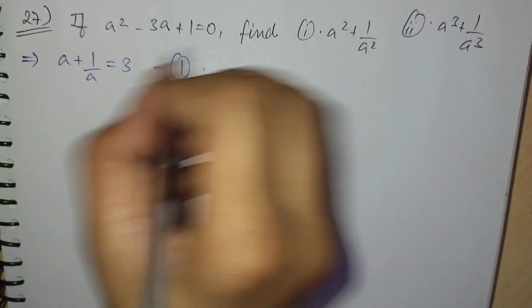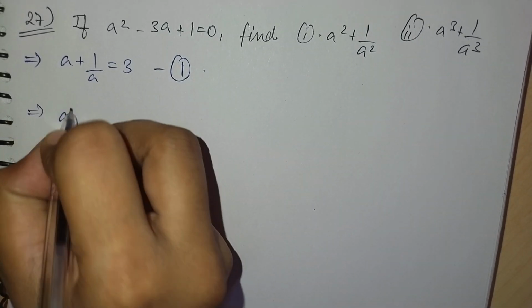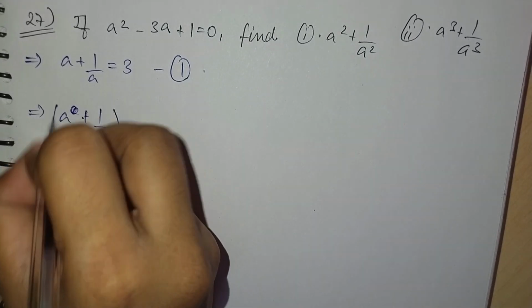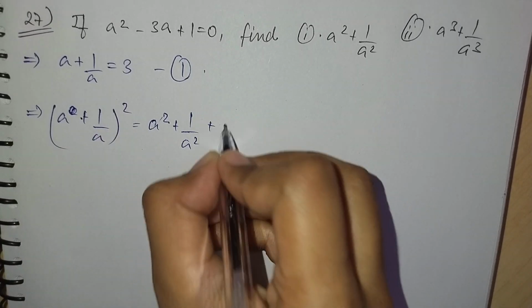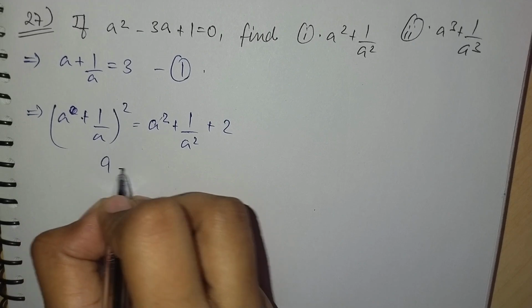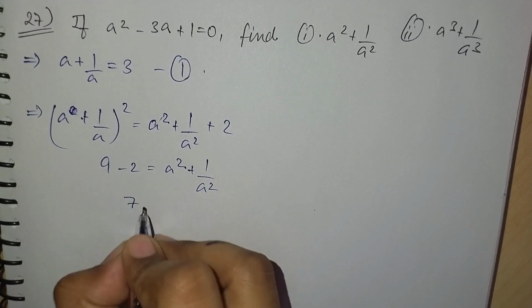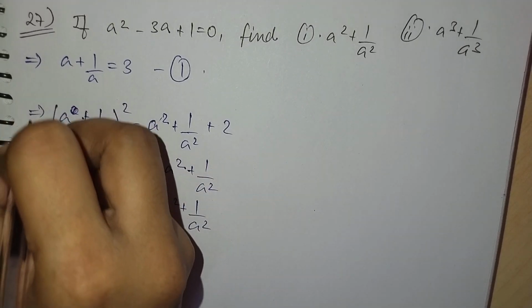Here we will square this value to find the value of a square plus 1 by a square. So on squaring we will get a plus 1 by a the whole square equal to a square plus 1 by a square plus 2. We will get 9 minus 2 equal to a square plus 1 by a square. So this is 7. Now this is the solution of the first part.